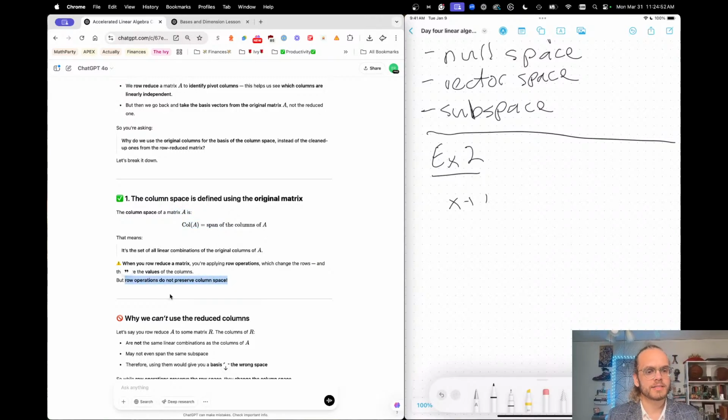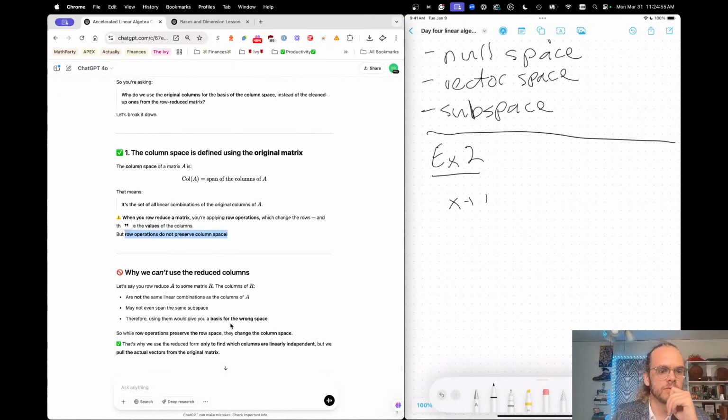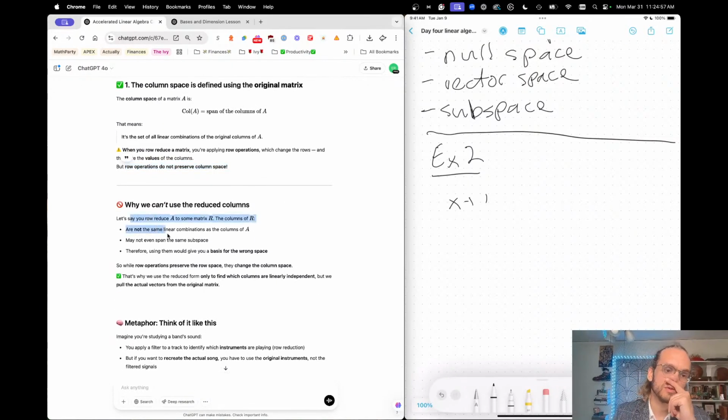I'm wondering why that's the case. Why we can't use the reduced columns. You row reduce it to some matrix whose columns are not the same linear combinations as the columns of the original. They may not even span the same subspace. Therefore, using them could be the wrong basis for the wrong space.